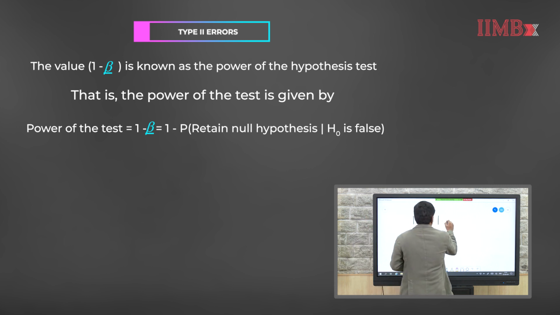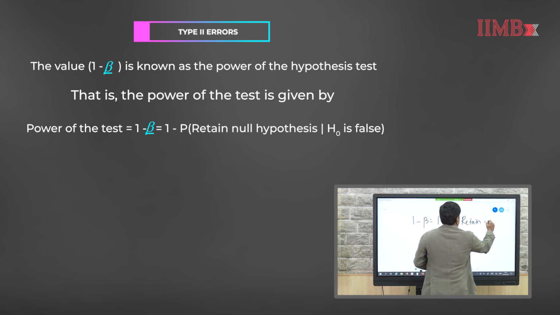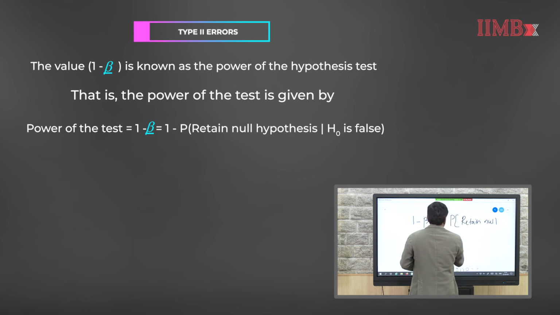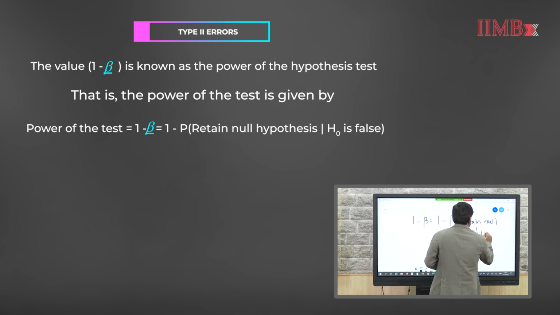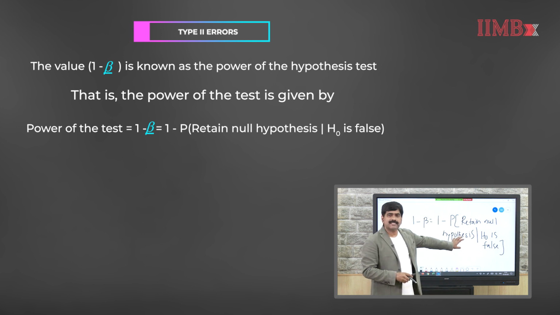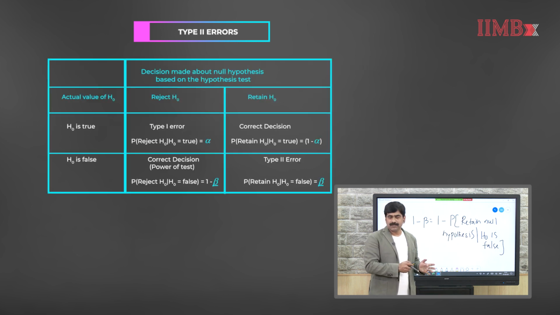This is nothing but 1 minus the probability of retaining the null hypothesis given the null hypothesis is false. I can also say this is the same as the probability of rejecting the null hypothesis when the null hypothesis is false. The description of type 1 error and type 2 error along with the power of hypothesis test is shown in this table.